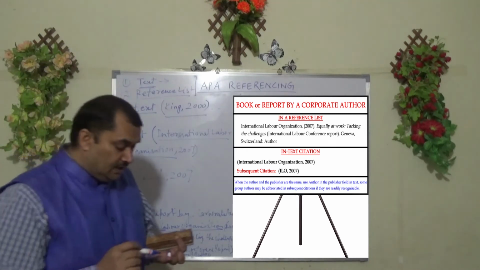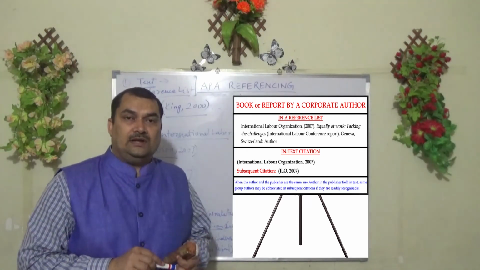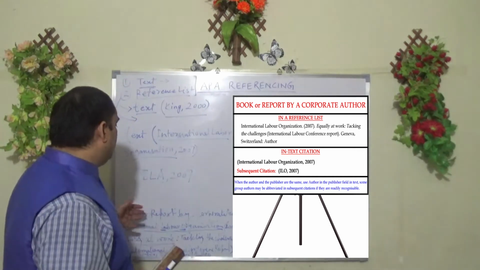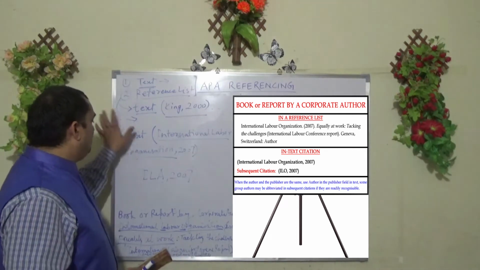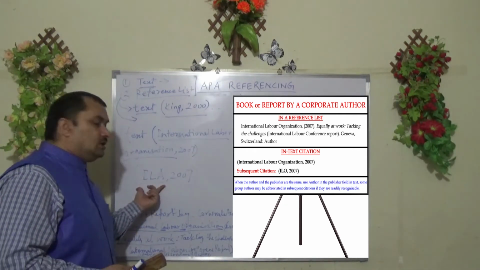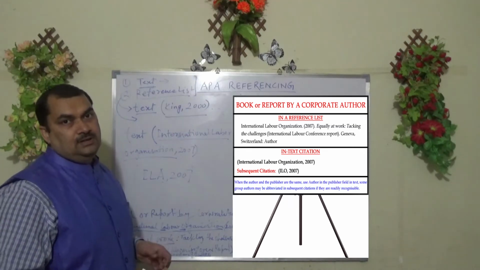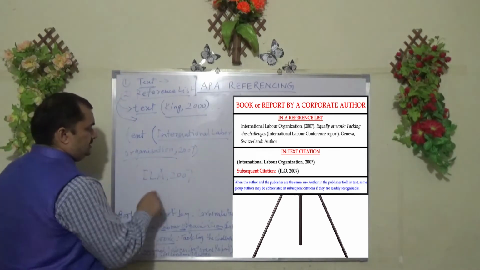Subsequent citation means when we have to cite the same information later in the text of the same research article. So instead of writing the full name of the body which has published the document, we can write the short abbreviated name followed by the year of publication, separated by comma, and it should be in the bracket.